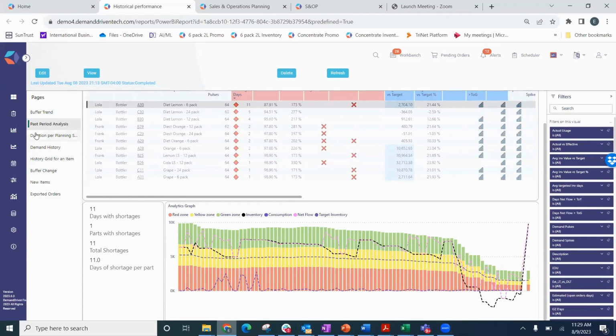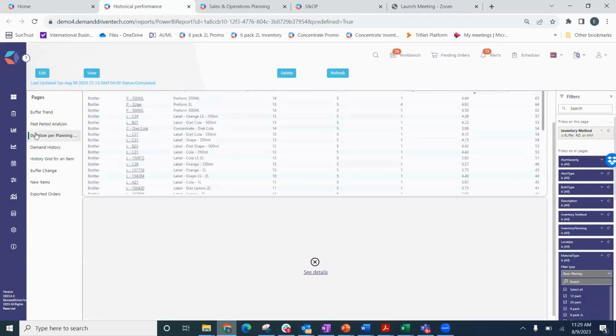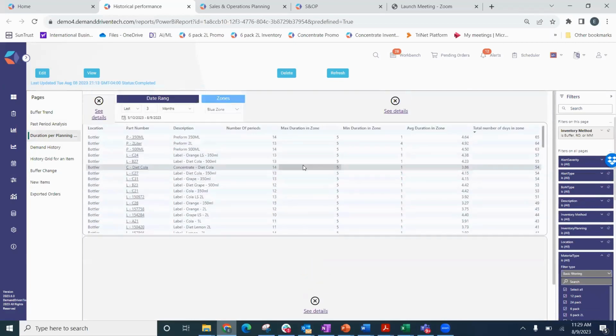The next view is kind of an interesting view that I think can be quite useful. And this is duration for planning. How many weeks or months were we in a given planning horizon? We're looking over the last 3 months, and we can see there's some items here that we were in the blue zone for extended periods of time. And this is obviously something we don't want to have happening.